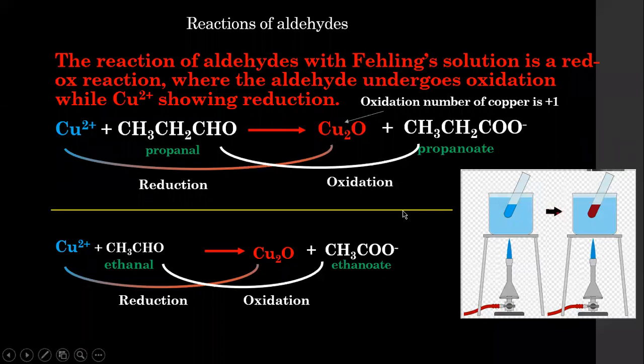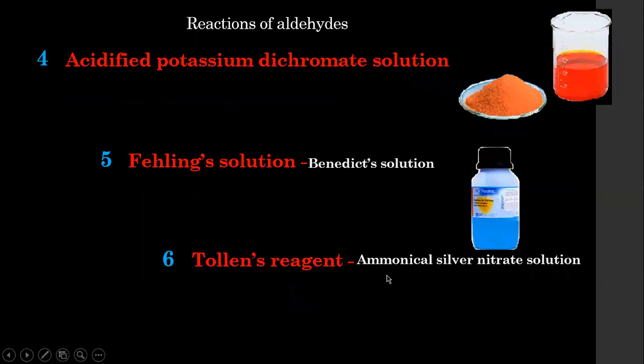I think we have finished 2 reactions in our lesson. You can see first one we discussed was acidified potassium dichromate solution. Second one was a reaction with Fehling solution. And we have to do the 6th reaction, which is about reaction of aldehydes with Tollens reagent or ammoniacal silver nitrate solution.